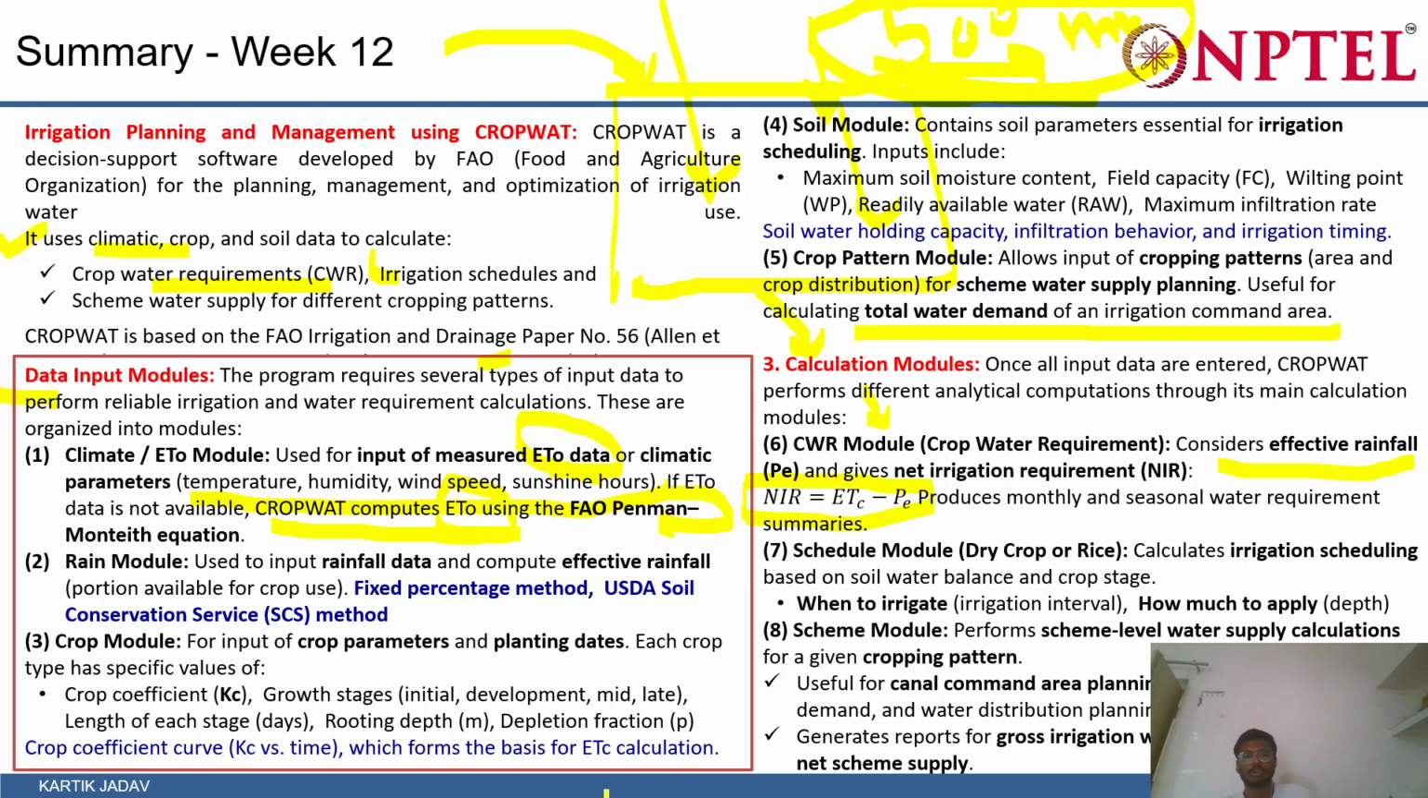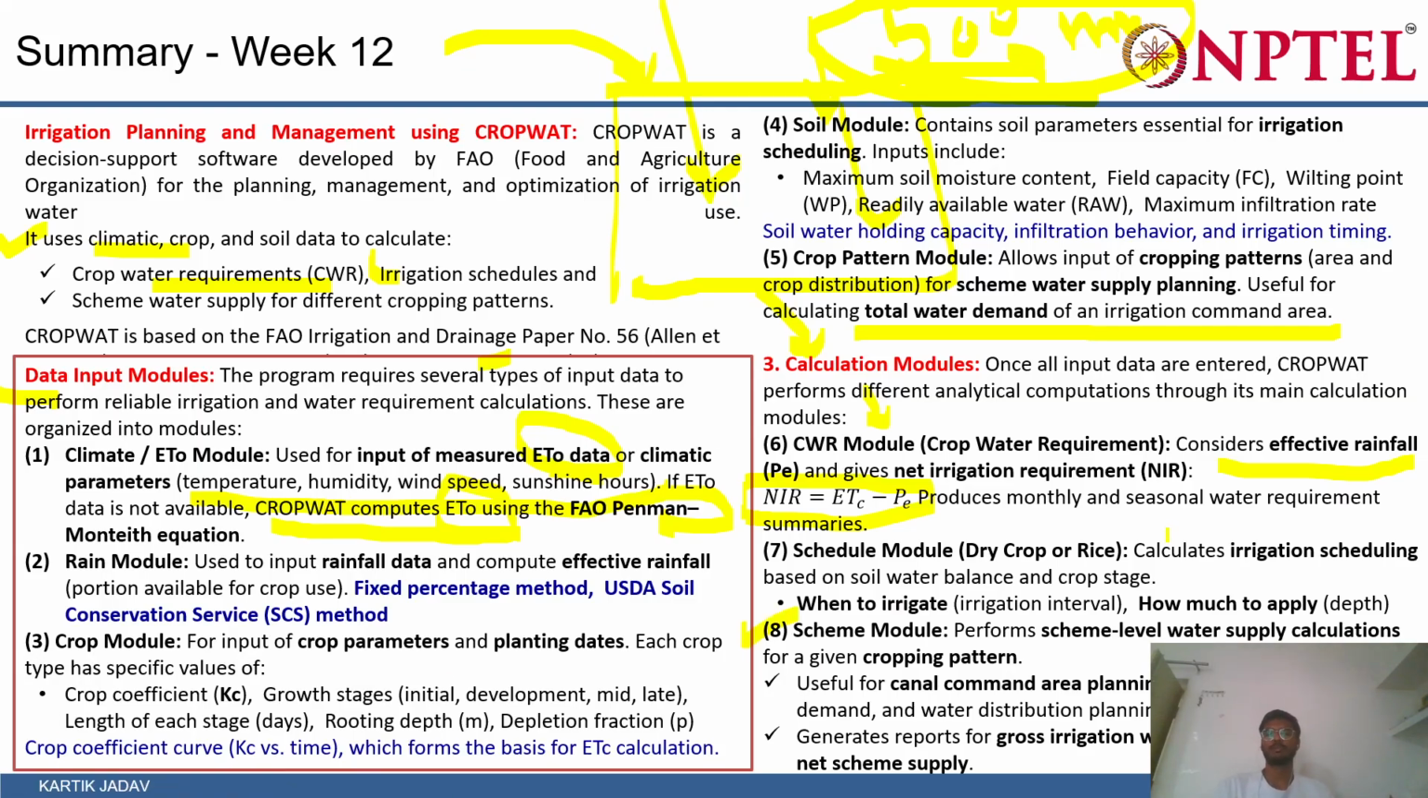Then you have a schedule module, which calculates the irrigation scheduling based on soil water balance and crop stage. Basically, it helps us decide when to irrigate, which means the irrigation interval, and how much, that is your depth. Finally, you have a scheme module.